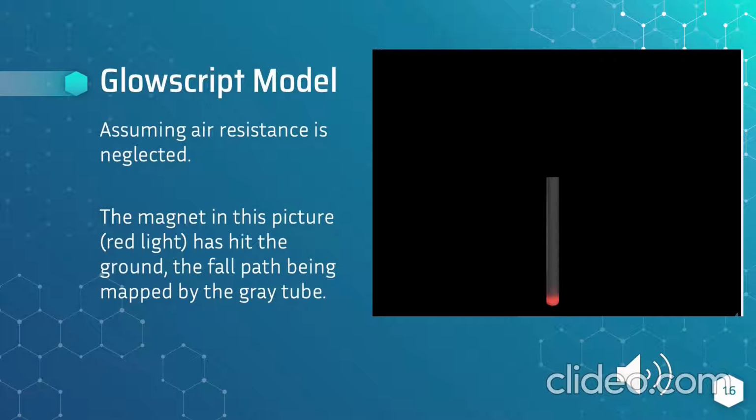This is the visualization of the computational model. We are assuming for this case that air resistance is neglected, and as you can see, the magnet in the picture, depicted by the red light, has hit the ground, the fall path being mapped by the gray tube in the picture.